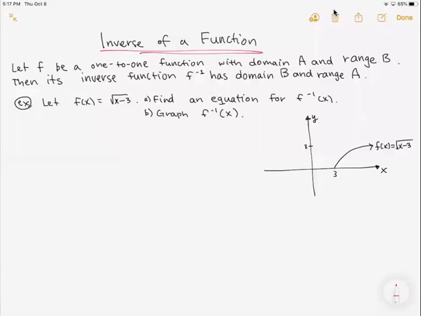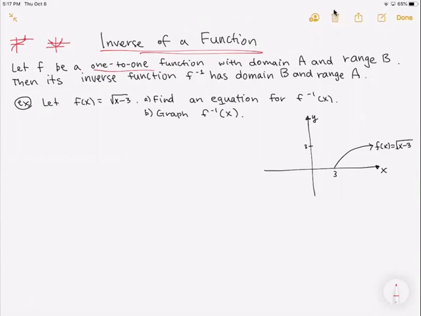In this video, we're going to go over the inverse of a function. It says let f be a one-to-one function. One-to-one function means it must satisfy the horizontal line test. For example, if I draw a horizontal line, I have exactly 1 point touching the horizontal line. However, if we look at the parabola, a horizontal line touches twice, therefore the parabola is not a one-to-one function.